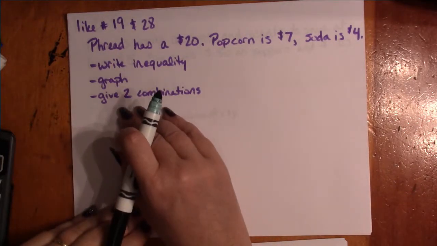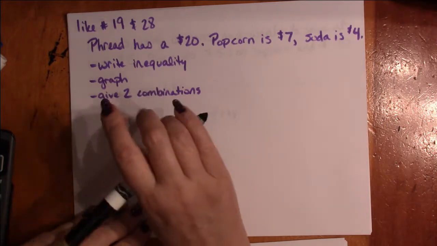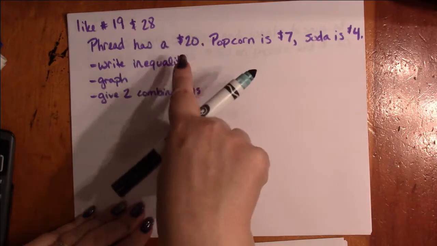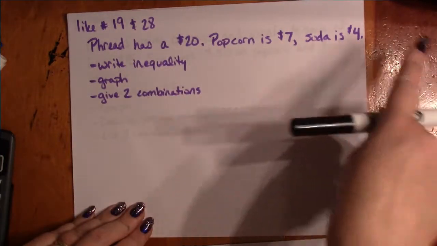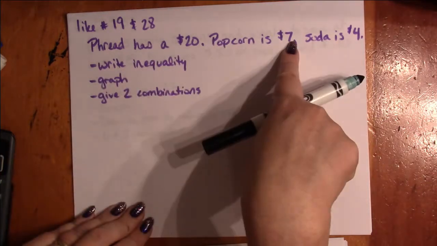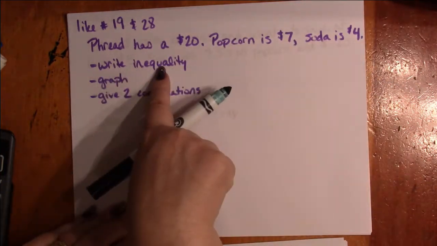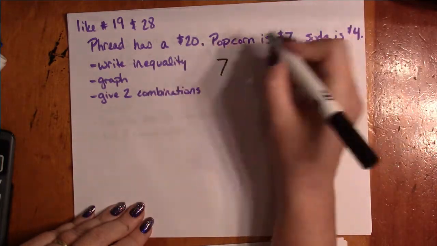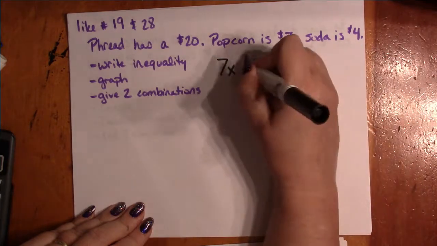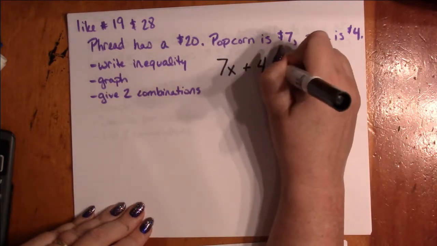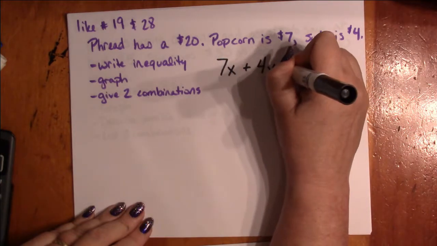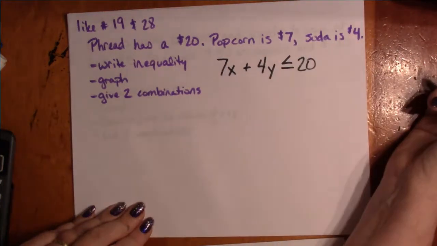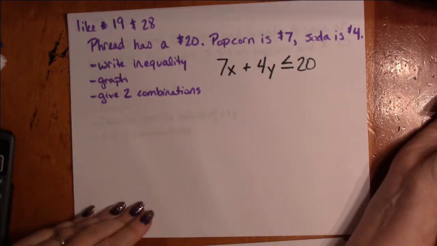If we have problems like 19 and 28, Fred has a $20 bill, so he can't spend more than 20. He has to spend $20 or less. So popcorn is $7, soda is $4. We're going to write an inequality. So we can have 7 times however much popcorn plus 4 times however much soda, and that either has to equal or be smaller than $20, because it can't be more than $20 or we don't have enough money.